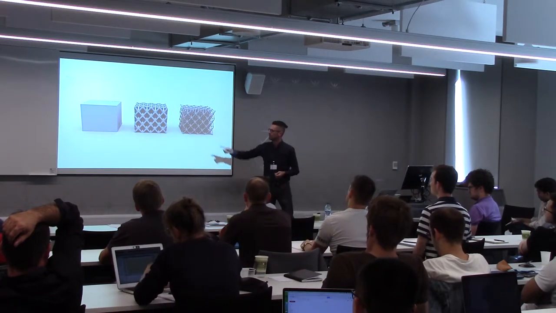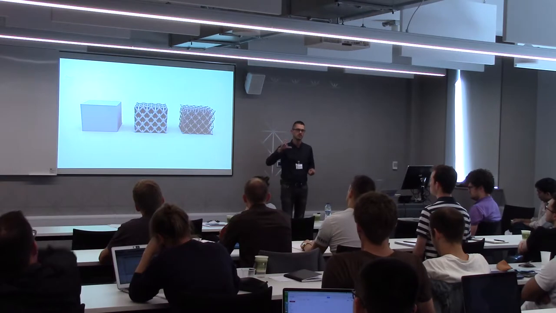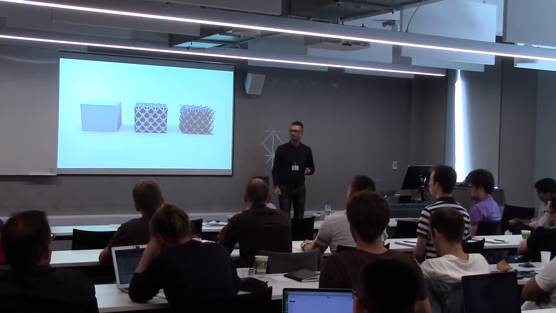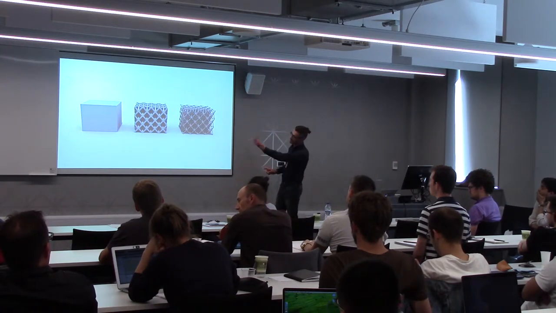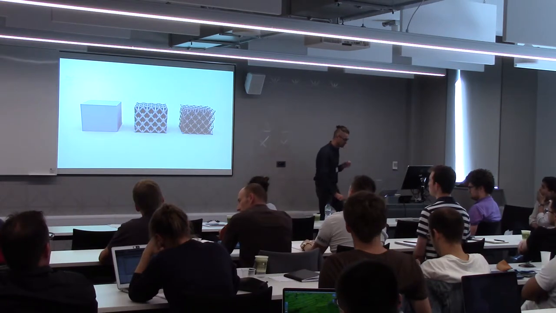And very obviously, if you have all of these objects printed out of rubber, for example, then of course the one on the left-hand side is much stiffer than the one on the right-hand side.